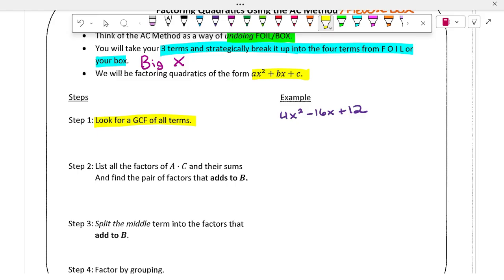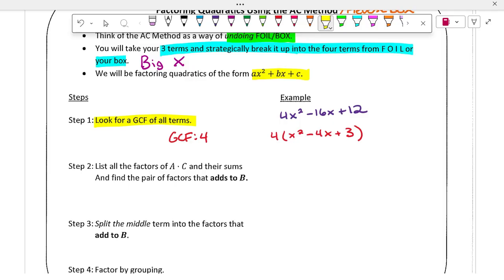So if I look at this, is there a GCF? Yep, it is 4. So we're going to go ahead and take that 4 out. So what would that leave me with? Good. Now, why do I do this? You always need to factor out the GCF if you can, because it's the difference between having to deal with really big numbers versus having to deal with smaller numbers.